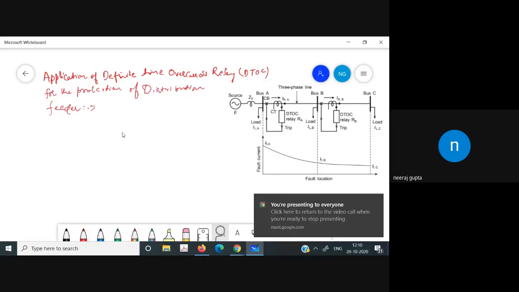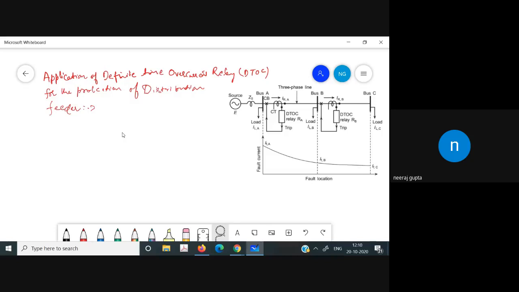So last time we discussed the protection problem, that is the application of a definite time overcurrent relay for the protection of the distribution feeder. And what was the problem statement in that case? Given the magnitude of the loads and the fault current at the buses, how to set the DTOC relay, that is definite time overcurrent relay, at bus A and bus B, so that the entire feeder gets the overcurrent protection, arranged as primary and backup protection.